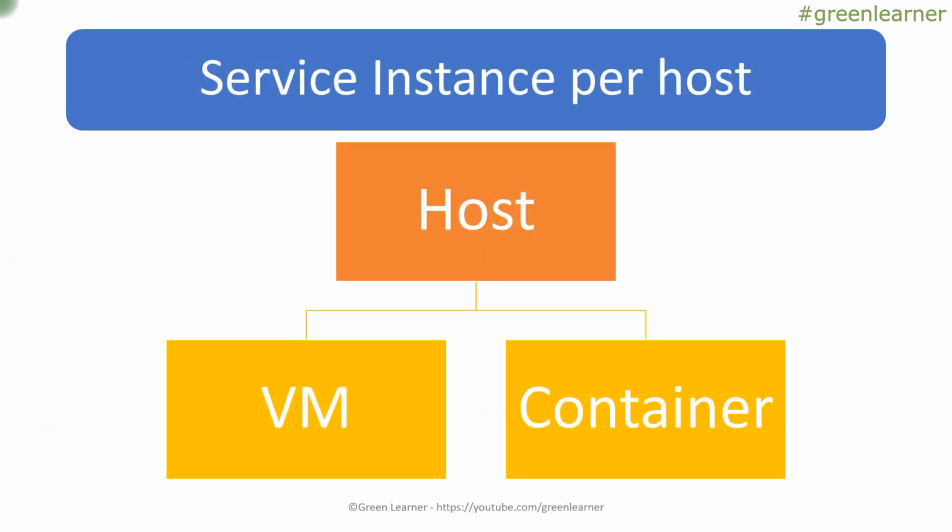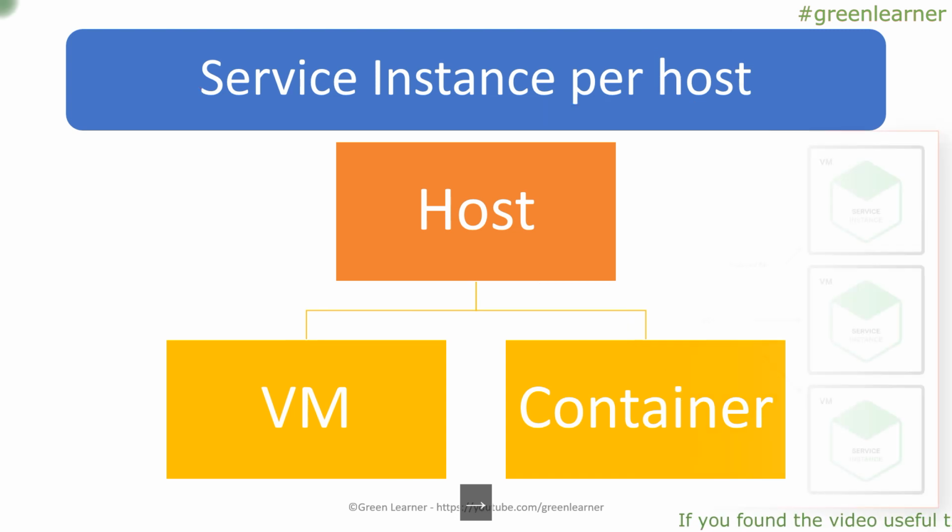The next one that we are going to see is service instance per host. So a single instance is going to be on the host. When I talk about a host here, I mean two things: a virtual machine as well as a container. So the job of the host will be done by the VM as well as the container here. So now we have service instance per VM and service instance per container. Let's go ahead and see this.